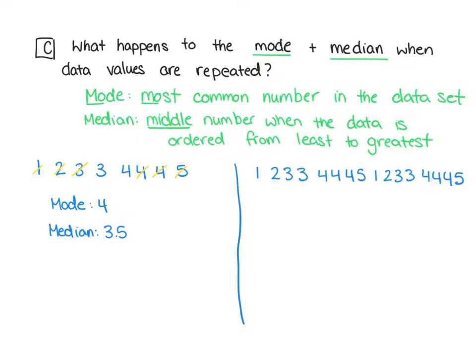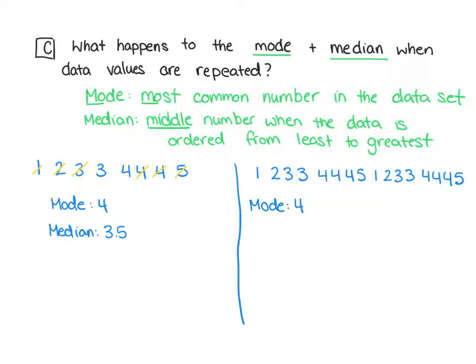Then to check, I need to duplicate my data. So you can see I've gone 1, 2, 3, 3, 4, 4, 4, 5, 1, 2, 3, 3, 4, 4, 4, 5. We can find our mode from here. We've got two 1s, two 2s, four 3s, six 4s, and one 5. So 4 is our most common number, so our mode is still 4.